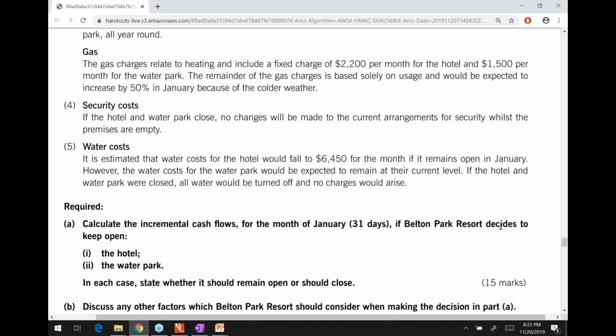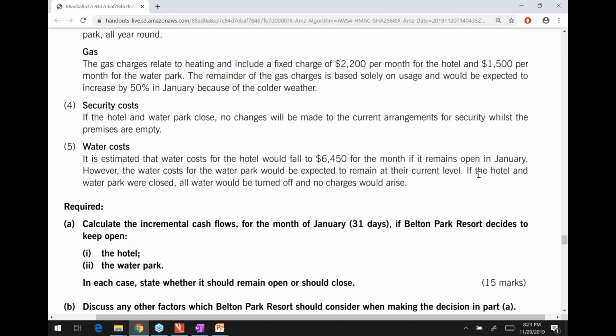As the question states, keep the mindset of keeping it open. This is critical. Your mindset should be that if we keep this open, what will be the incremental, the additional cash flow in terms of income and in terms of cost. By looking at the question, it says if we decide to keep it open, so our mindset while doing the calculation is: what happens if we keep it open.